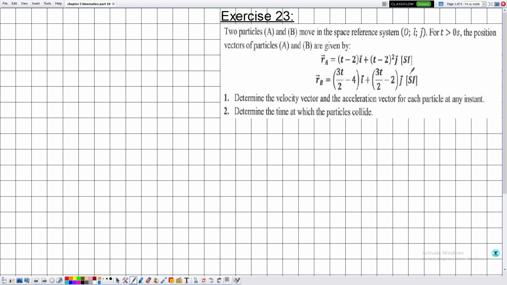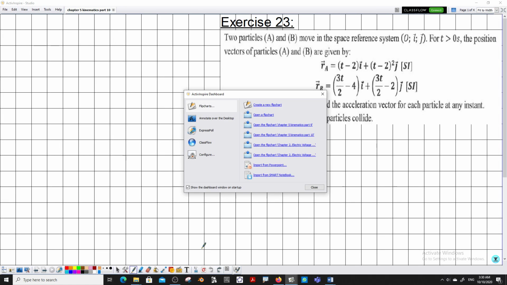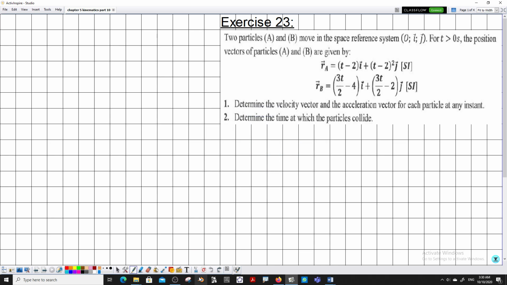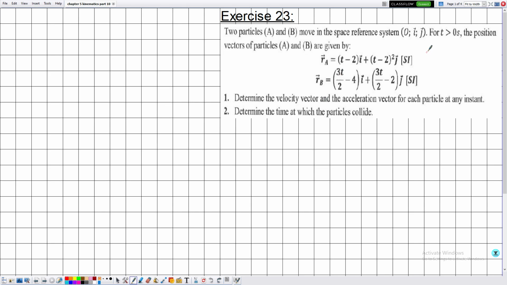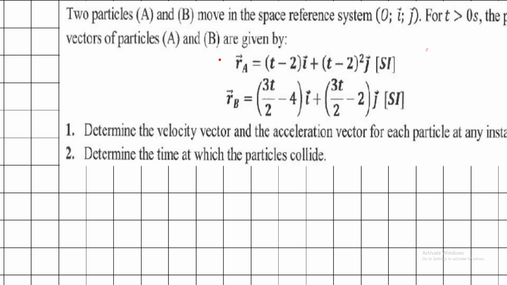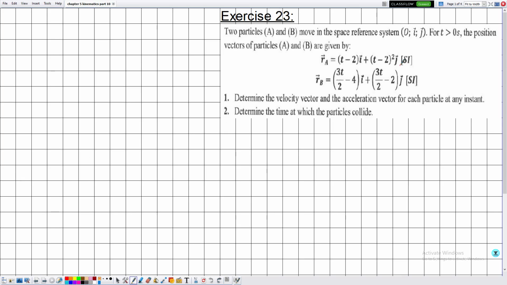So they are telling me two particles A and B move in the space reference system OIJ for t positive. The position vectors of particles A and B are given by R of A and R of B. Here notice that for particle A, the x-axis is linear in time and the y-axis is linear in time, so it is URM in the x and in the y motion, and the same goes for R of B.